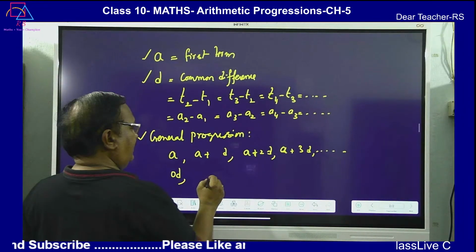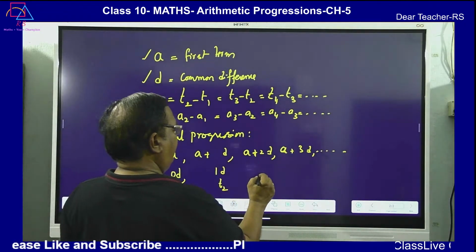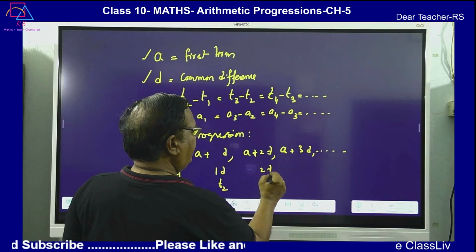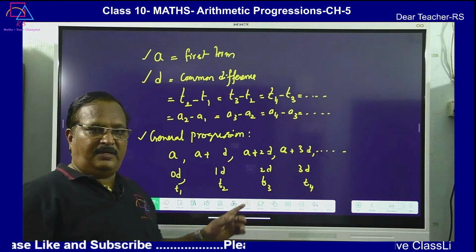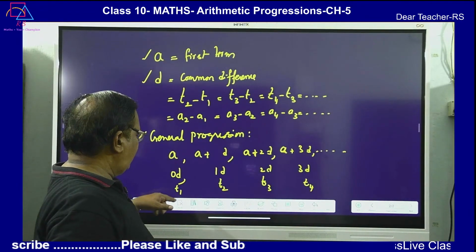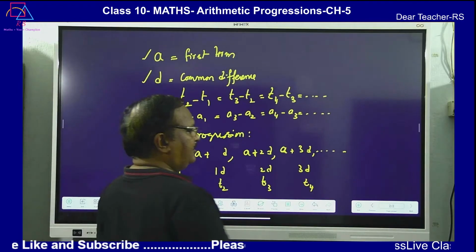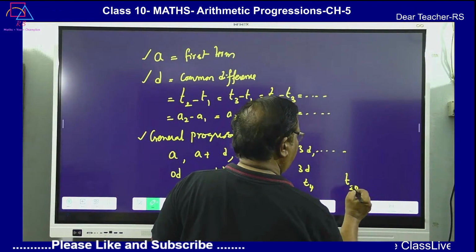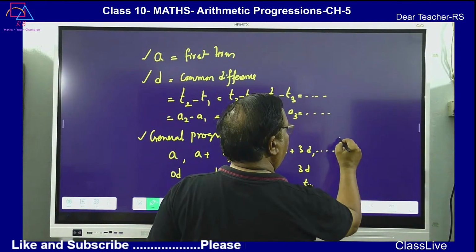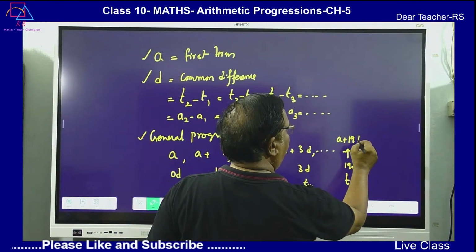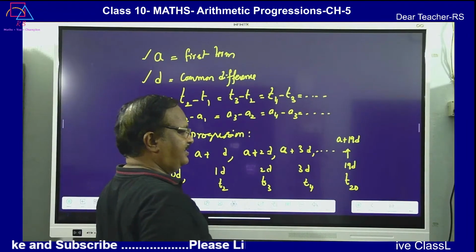The first term has 0D. Second term has 1D. Here 2Ds are there, this is T3, and here 3Ds are there, this is T4. If you understand this logic, 0D, 1D, 2D. Suppose there is a 20th term, there should be 19 Ds, and the term is A plus 19D. There is a logic in this reason.